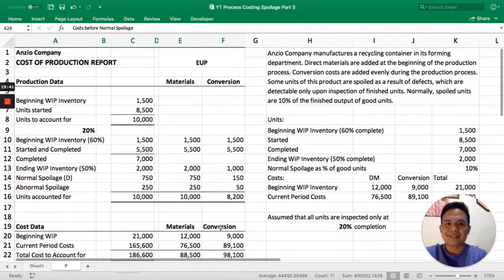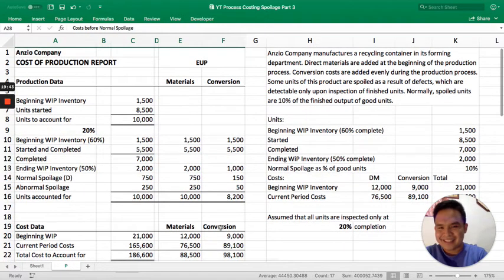Ayan. So, it's a bit complicated. We might want to look again at the 3 spoilage videos. This is probably the most difficult topic in process costing. So, practice lang. At some point, makuha mo na.